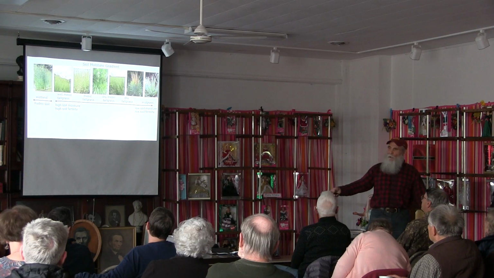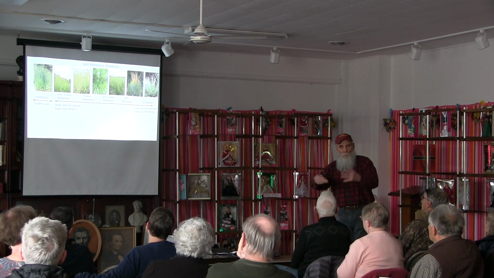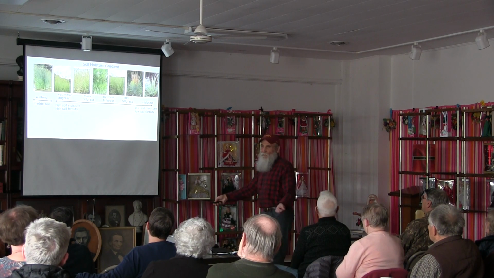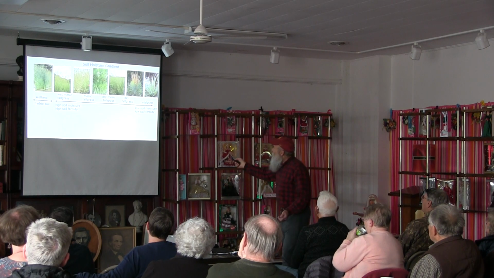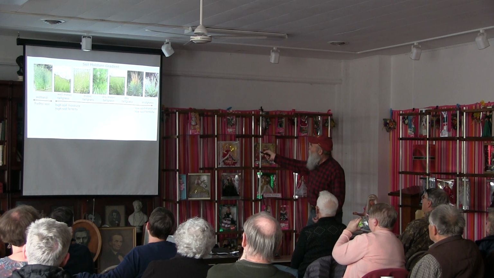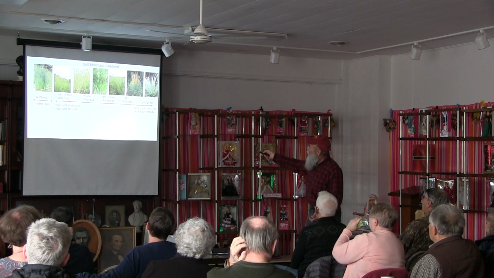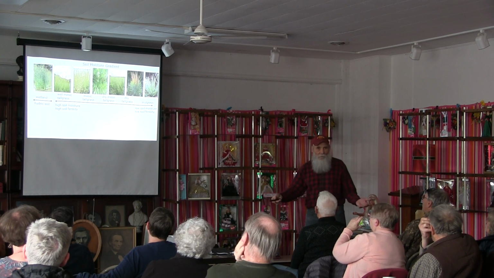Not too wet, not too dry. Mesic, perfect. So the perfect kind of moisture that most plants like. Here we see big bluestem. Here we see some prairie dropseed. Those are mesic tallgrass prairie species.